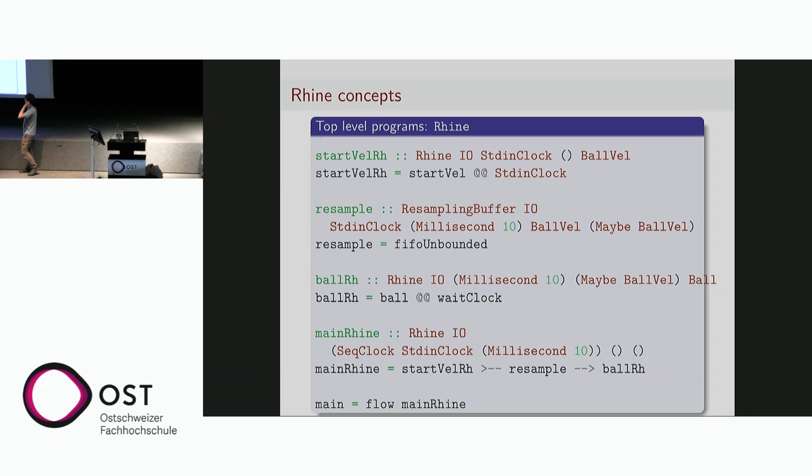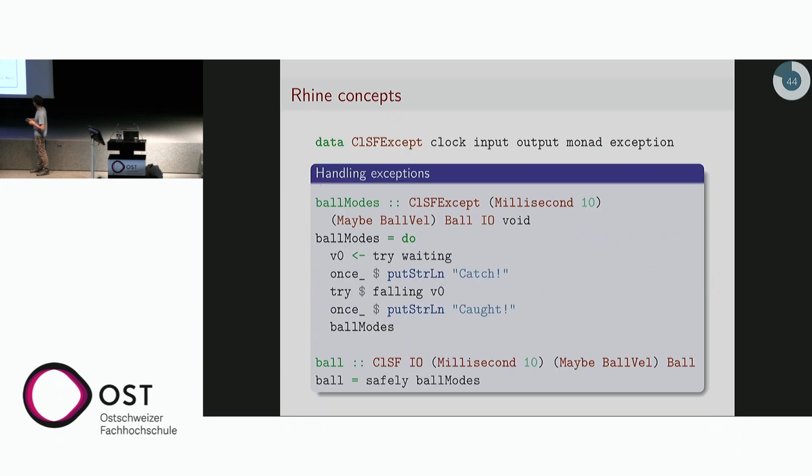So let's first look at one step. Just this here, clock signal function has 1 clock. This says that input here is going to come at this rate. That output here is also coming at this rate. So we put 1 maybe ball velocity in there, we get 1 ball position out.